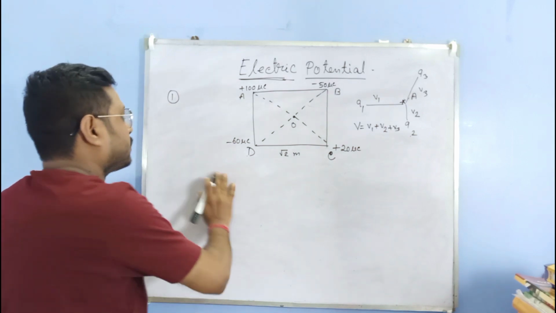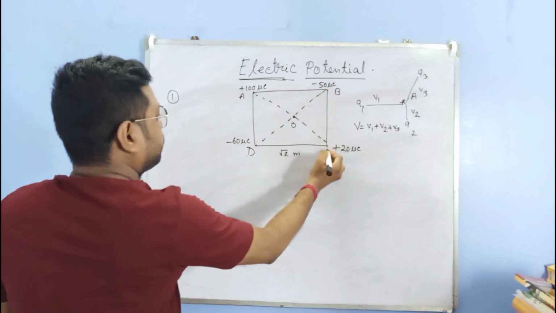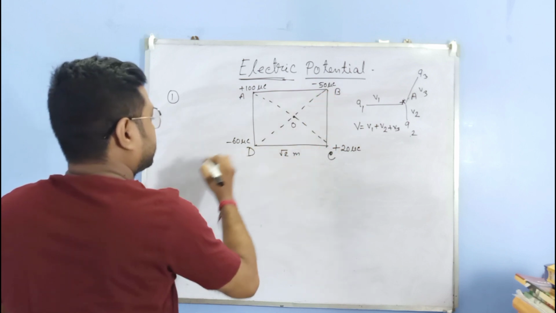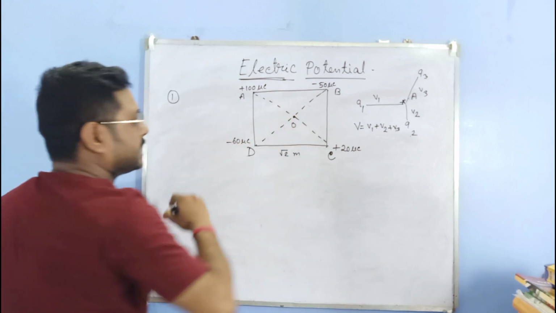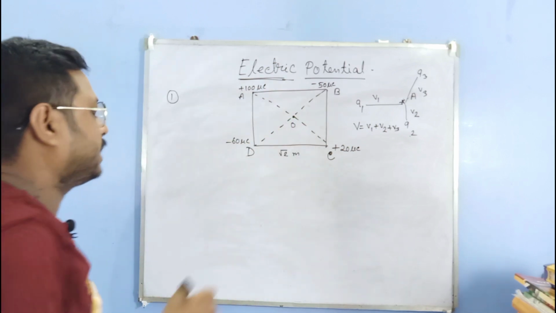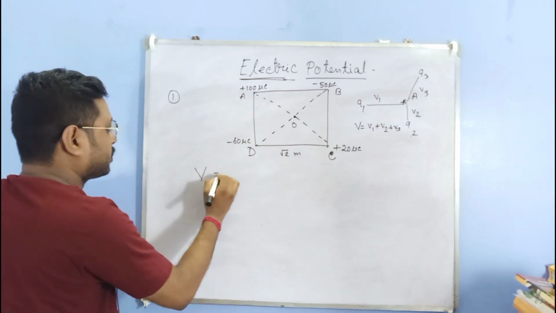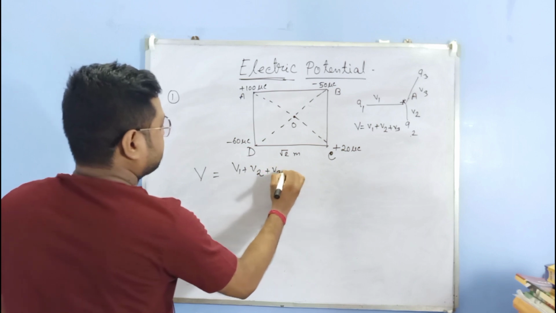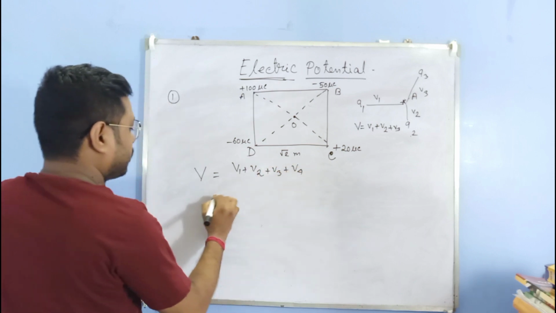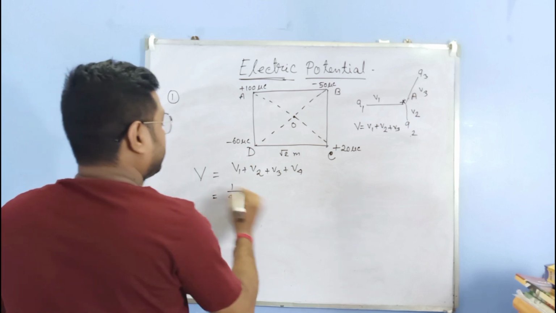So if we say this is V1, this is V2, V3 and V4, that is the potential due to 100 microcoulombs at O, said to be V1 for convenience, and for B it is V2, then V3 and V4. So the total potential is the sum of V1 plus V2 plus V3 plus V4. Very simple. So we can write 1 by 4 pi epsilon naught Q by R.